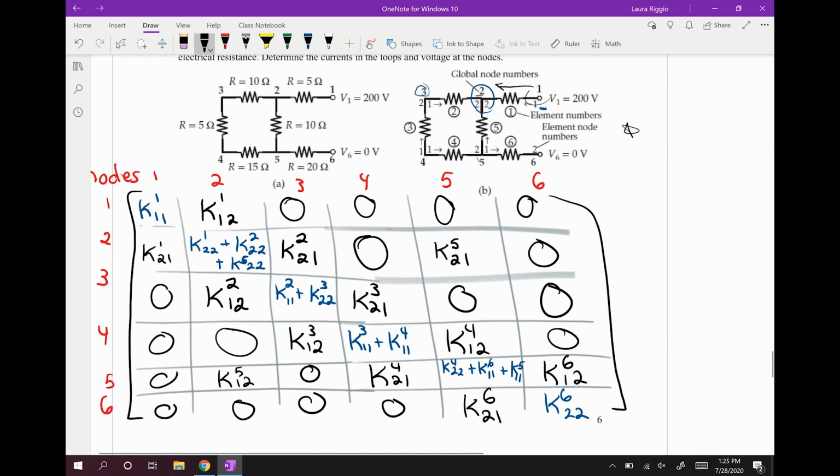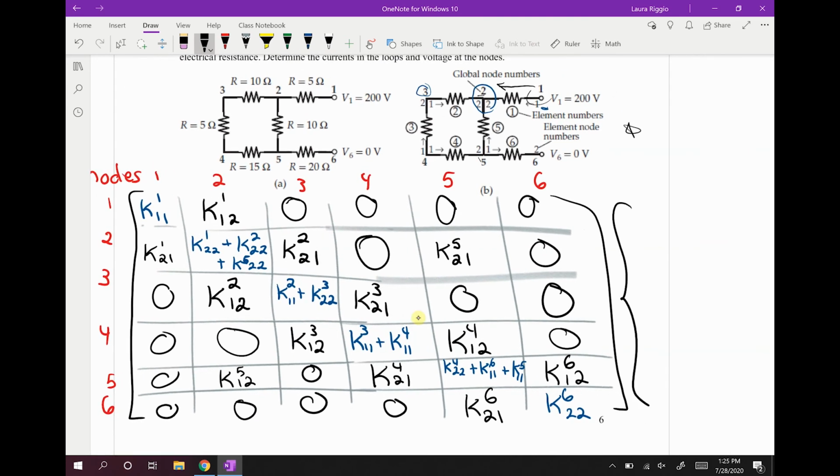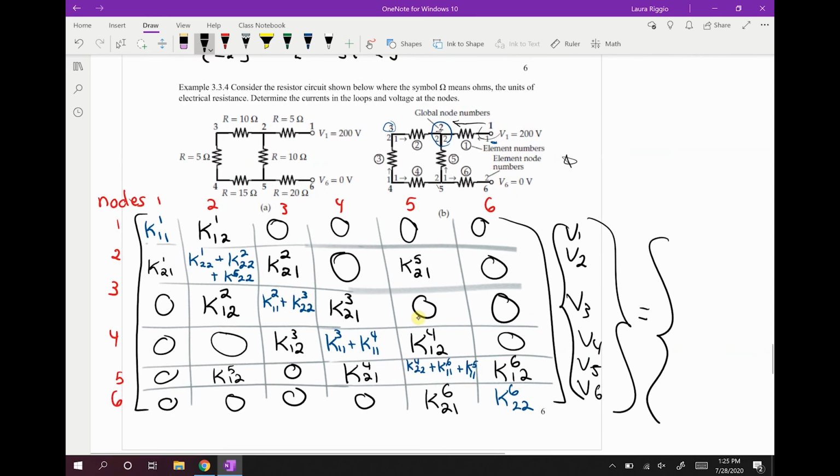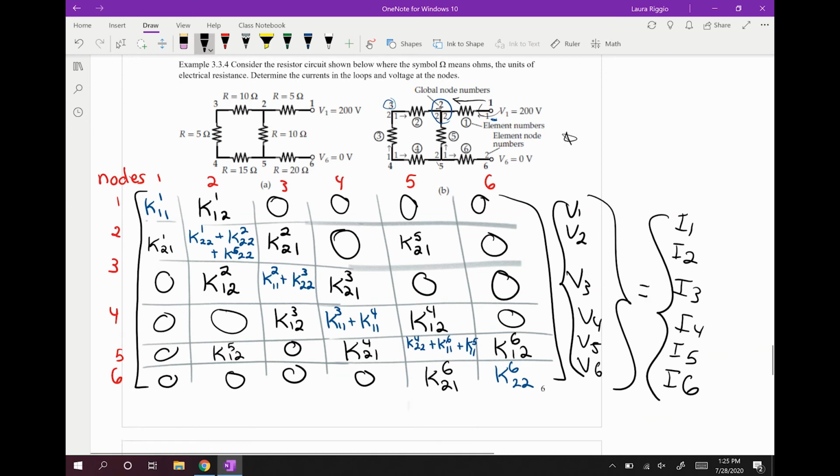So our governing system of equations in this case, if I put on my voltages, V1, V2, V3, V4, V5, V6, it's going to be equal to my currents, I1, I2, I3, I4, I5, and I6. So the next thing we need to do is apply our boundary conditions.